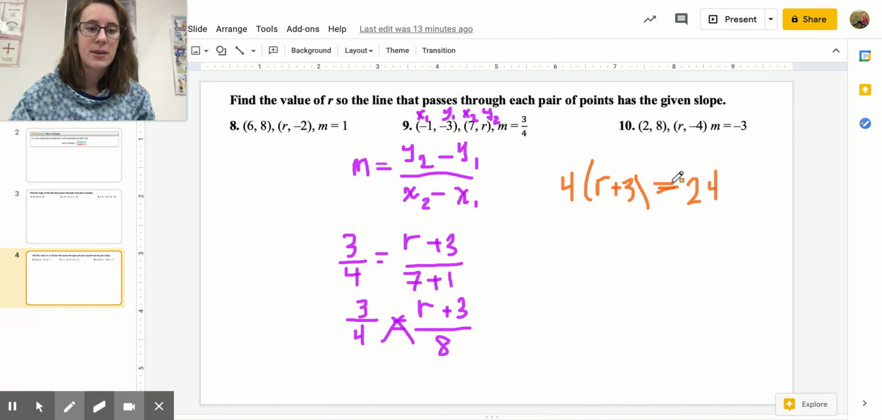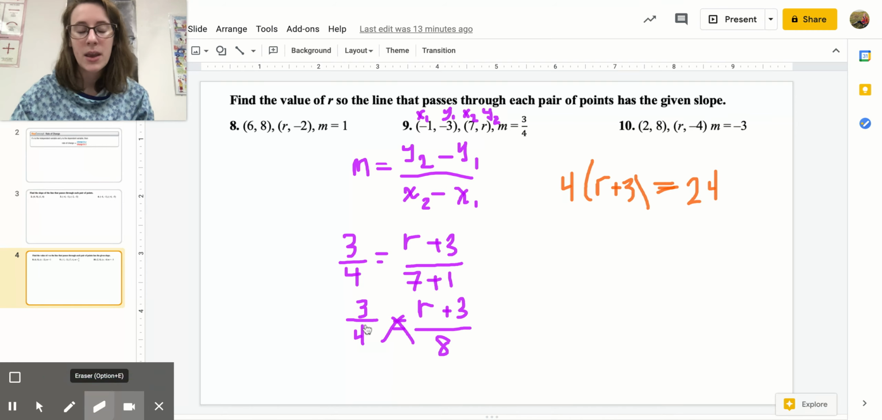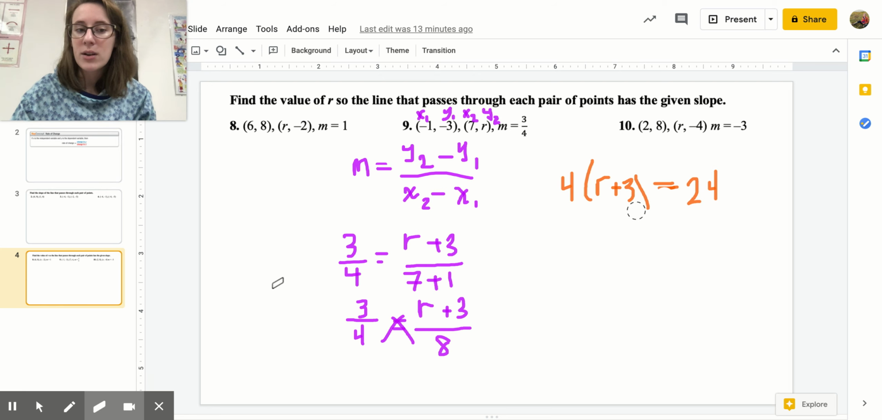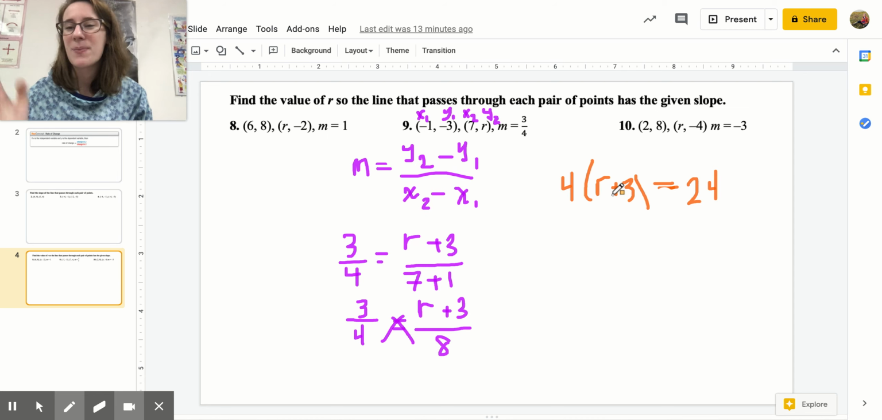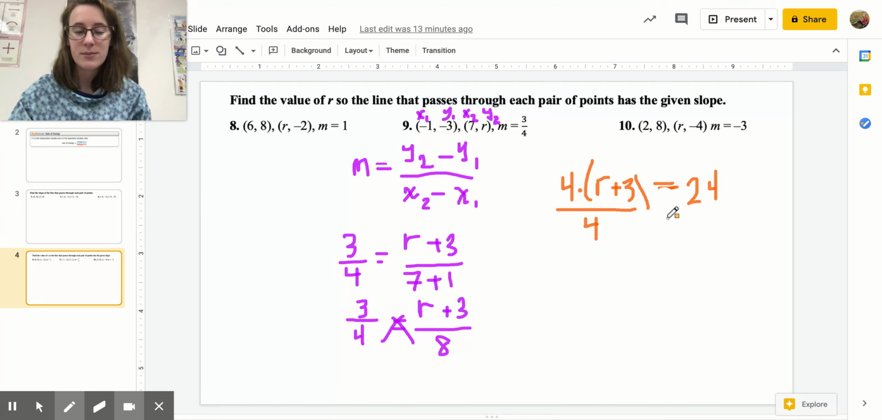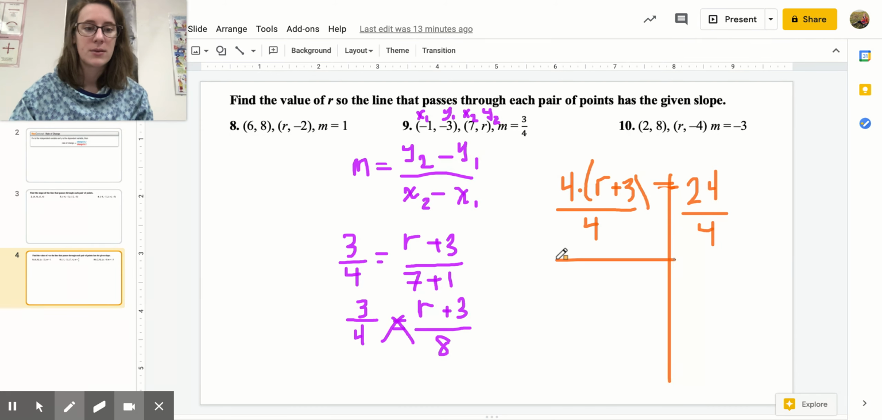This looks not the greatest of writing, but that's all right. So the first thing I'm going to do when I look at this left side, I know I need to get r by itself, but it's stuck in the parentheses, in this grouping symbol. So this is like 4 times that. So I want to do the inverse of that, which is dividing. So the first thing you're going to do is divide both sides by 4, just like we did in lesson 2-7. 24 divided by 4 is 6. And now we have a simple 2-step equation now.